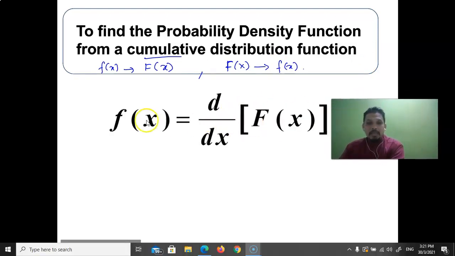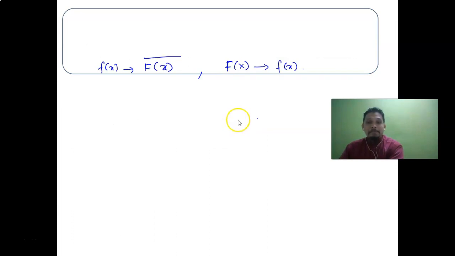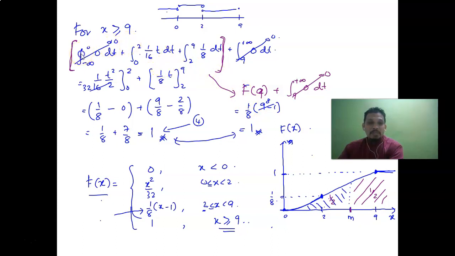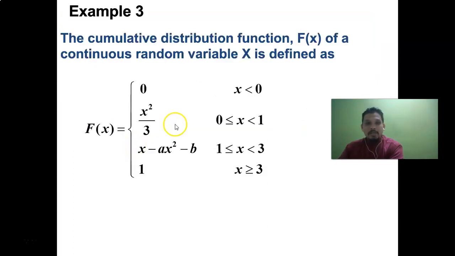So f(x) equals the derivative of the cumulative function F(x) with respect to x. Okay, class, why do we come up with differentiation? Do you see all these functions here? Integral, integral, and integral. So it is the opposite: we differentiate the cumulative function to get the probability density function. Opposite then.